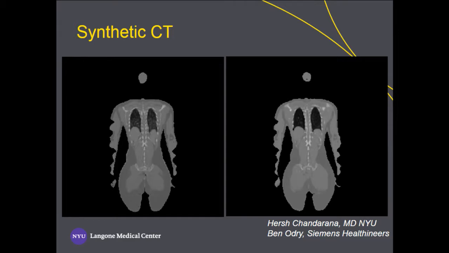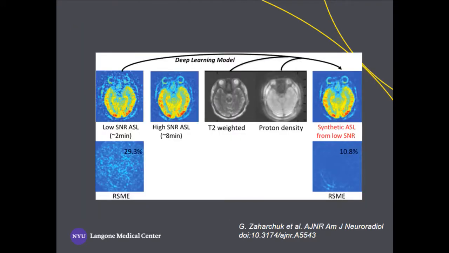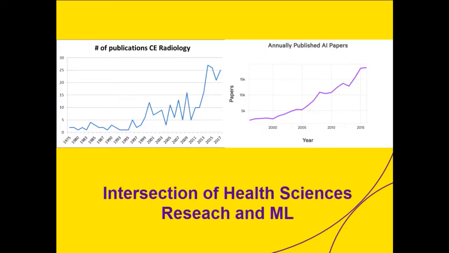Another exciting thing is, can we generate different kinds of tissue contrast? So this is synthetic CT made from an MRI, and this is the actual PET CT, so that we could forego getting PET MR and PET CT for patients who are going for radiotherapy. Here's an example of taking a low signal-to-noise type of sequence, ASL, and trying to increase the signal without increasing the noise. And this is work from Stanford by Enhao Gong.